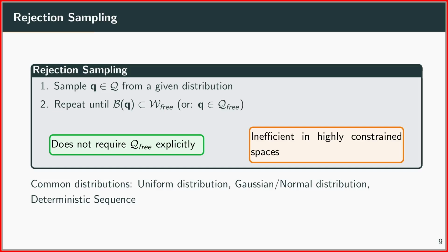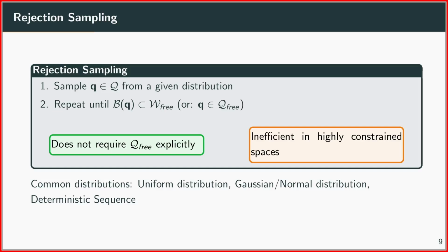And the nice thing about rejection sampling is, of course, that you don't need to explicitly define your free configuration space. There are actually some people who try to do that, but it's super difficult to do. And usually you can't really explicitly represent a configuration space in more than, let's say, 3 or 4 dimensions. It gets very complicated very quickly. And that is why rejection sampling has turned out to be one of the most efficient ways of actually solving motion planning problems.